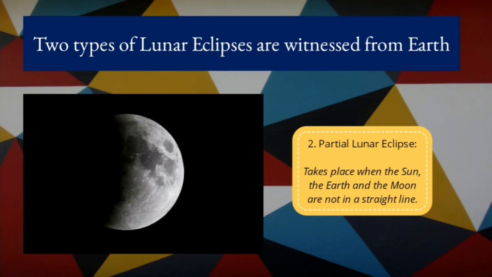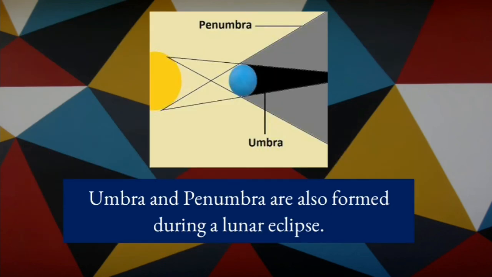Partial lunar eclipse takes place when the sun, earth and moon are not in a straight line. What do we see in the sky in case of partial lunar eclipse? Only a part of the moon is covered by the earth's shadow. Umbra and penumbra are also formed during a lunar eclipse.